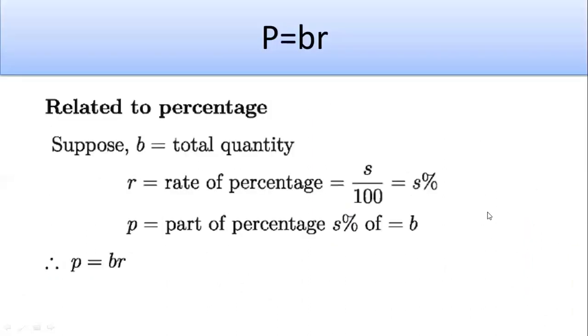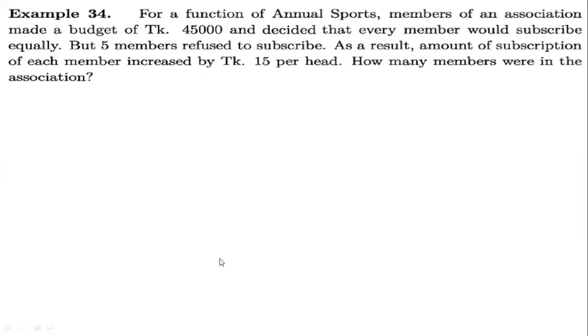This is one type of miscellaneous problem where P equals B into R. We have to use this formula for 3 or 4 maths in your chapter 3.5. What actually are P, B and R? P is the part of the percentage, B is the total quantity, and R is the rate of the percentage. If the rate is S percent, it will be S by 100. So this is the formula P equals BR. Let us have a look.